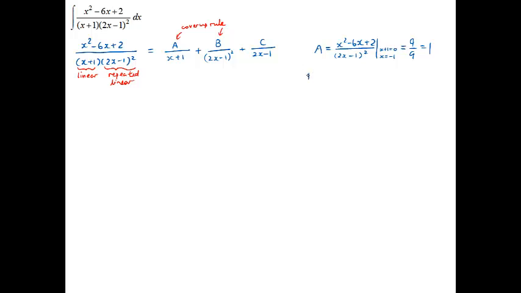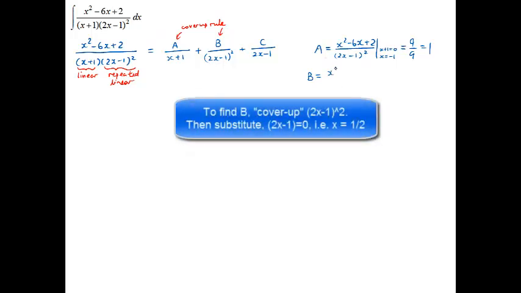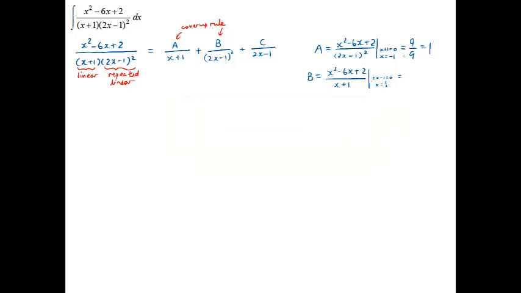Let's do the same for B. Use cover-up rule to find B. I'll copy exactly the same expression, but cover up 2x minus 1 square. So between these two denominators, I'll cover up 2x minus 1 square and copy x plus 1. So wherever you cover up, equate to 0. So I will substitute half into this part. I have -3/4 over 3/2, which gives me -half.